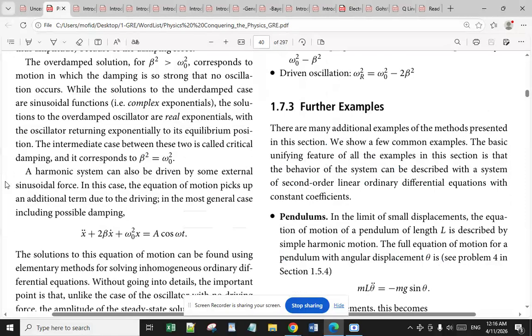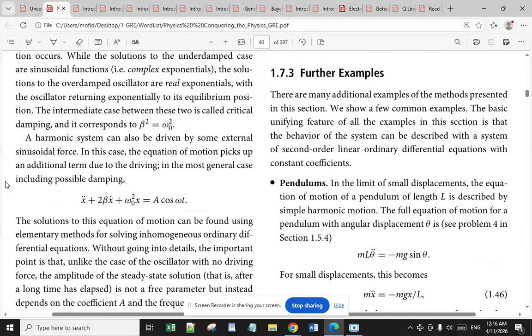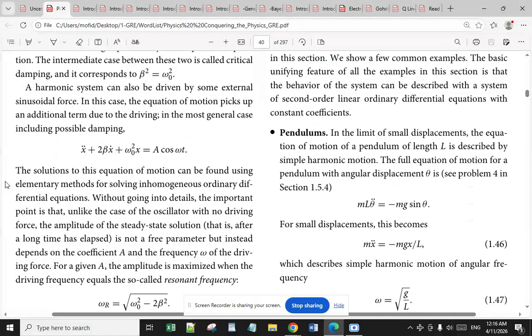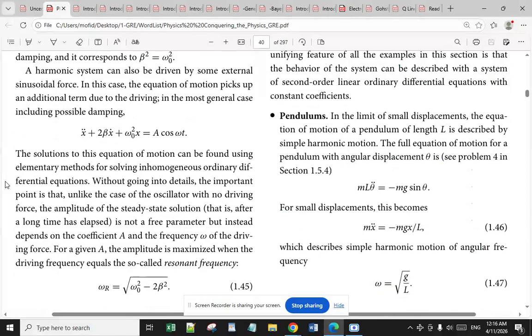A harmonic system can also be driven by some external sinusoidal force. In this case, the equation of motion picks up an additional term due to the driving. In the most general case, including possible damping, x-double-dot plus 2 beta x-dot plus omega 0 squared x is equal to A cosine omega t. The solutions to this equation of motion can be found using elementary methods for solving inhomogeneous ordinary differential equations.